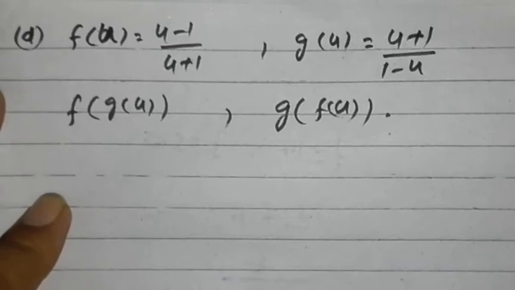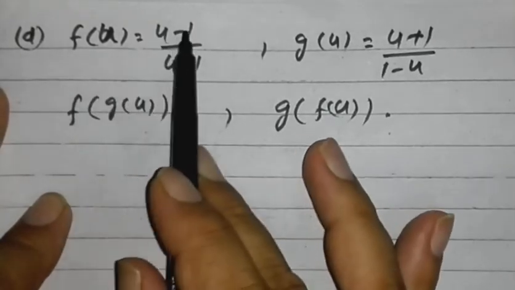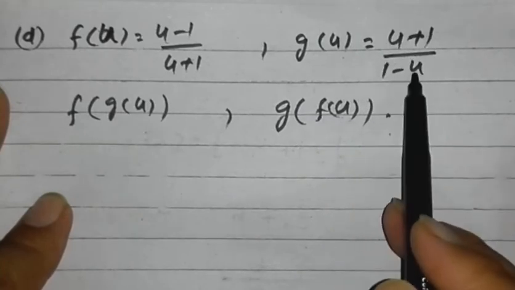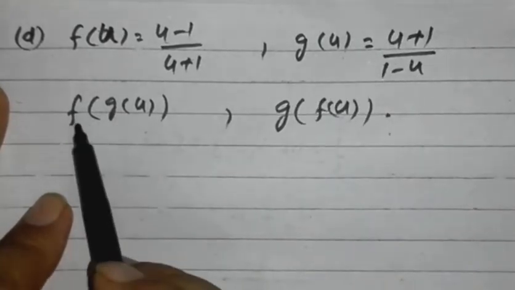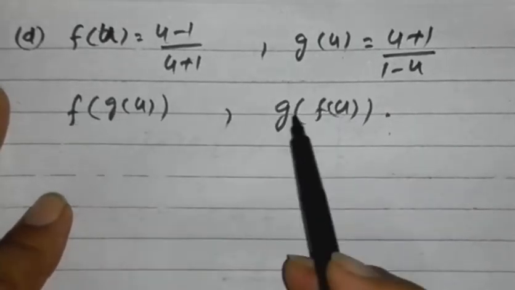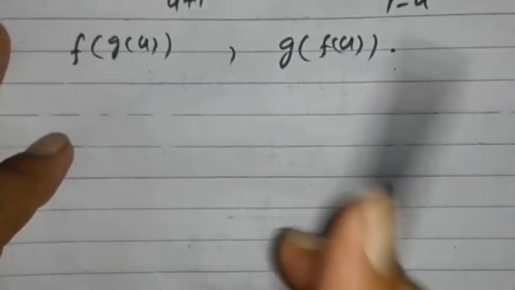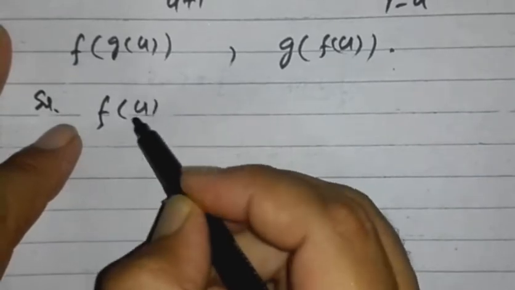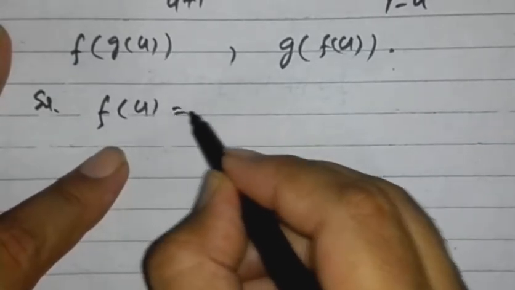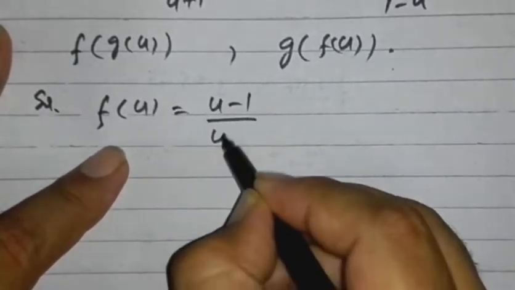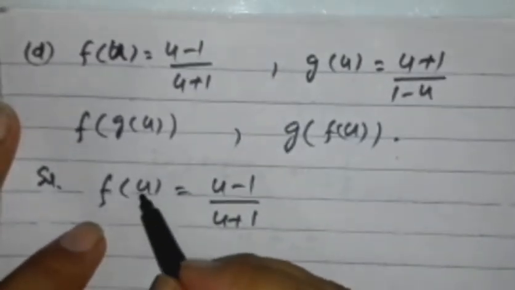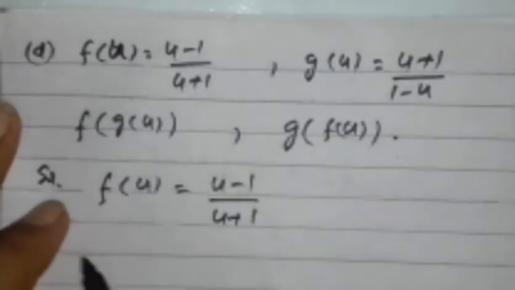Part D1 is given that f of u equals u minus 1 divided by u plus 1, and g of u equals u plus 1 by 1 minus u. We will have to find f of g of u and g of f of u. So solution, we are given f of u equals u minus 1 divided by u plus 1. So put g of u in place of u.